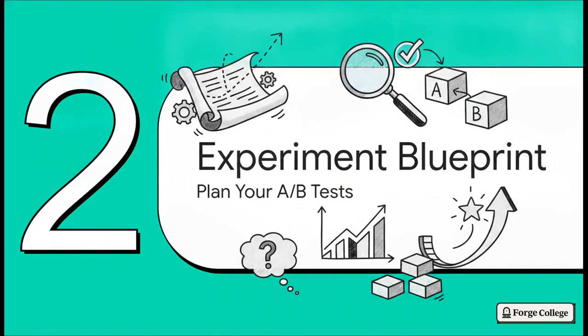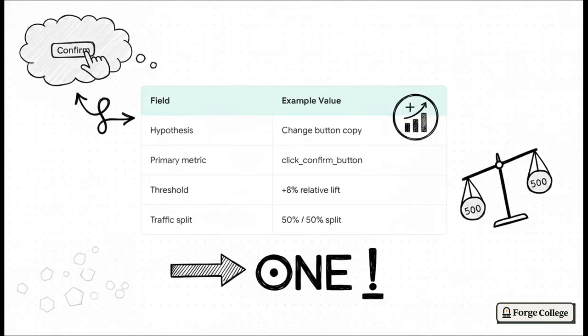Moving right along to Section 2, designing your experiment blueprint. So before you write even a single line of new UI code, you've got to lay out your blueprint. Take a look at these specs. You have to define a solid hypothesis first, like changing button copy to confirm increases click rate. And notice how we map that to just one primary metric, in this case, click_confirm_button per session. It is absolutely crucial that you prioritize just one main metric here. If you don't, you're going to dilute your statistical power into a confusing mess. And right here on our planning table, we also lock in our success threshold and our 50-50 traffic split.